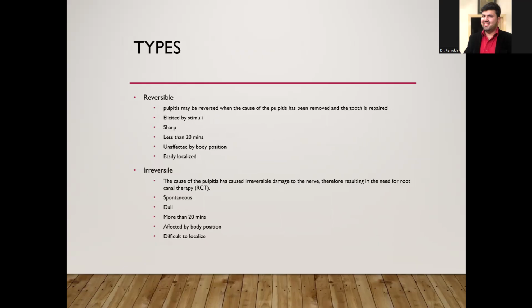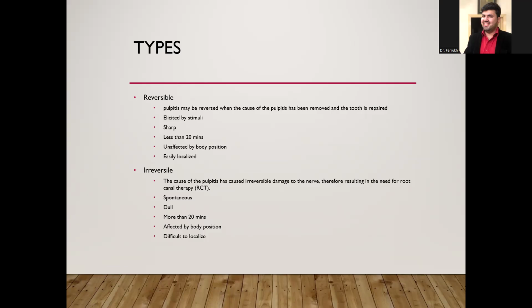There are two types of pulpitis: reversible pulpitis and irreversible pulpitis. Reversible pulpitis, as the name suggests, may be reversed when the cause of pulpitis has been removed and the tooth is repaired. Then there is no pain, so it is reversed. It is elicited by stimuli. It is sharp pain lasting less than 20 minutes. It is unaffected by body position. This is the main thing. And it is easily localized.